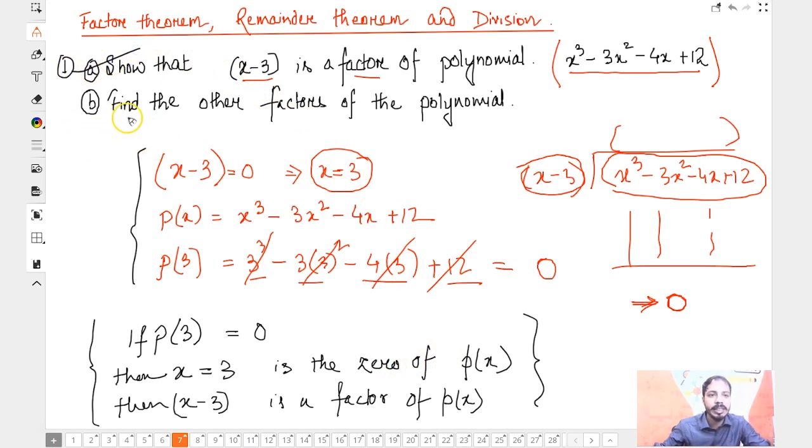Next question says, find the other factors of the polynomial. Now, you see this is cubic polynomial. So cubic polynomial means you will have 3 zeros or 3 factors. So 1 you got it. So x minus 3 is 1 factor. How do you find the other 2 factors? So if they ask you to find out the other 2 factors, you need to divide it.